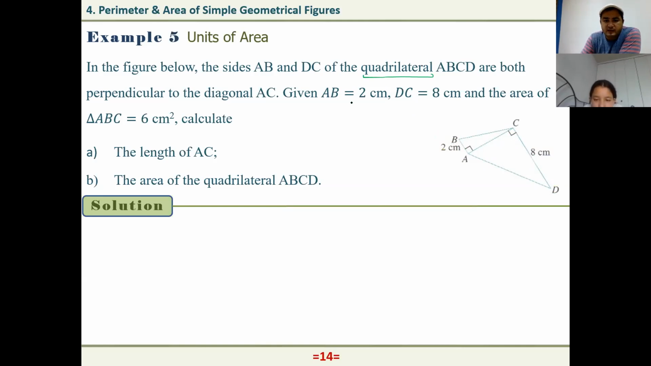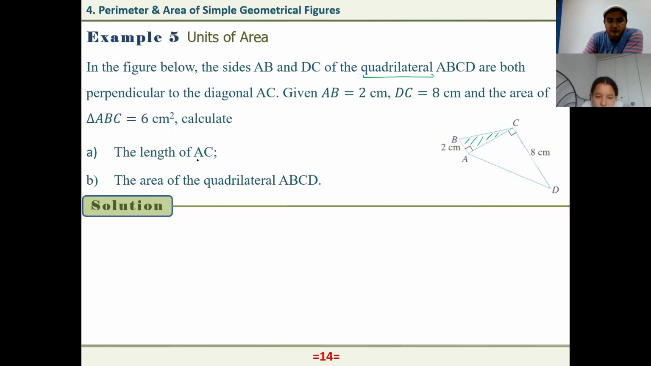And it says that given that AB equals 2, DC equals 8 centimeters, and the area of ABC. Where is the area of ABC? We are talking about this area, right? This area is how much? 6 centimeters squared, or 6 square centimeters.